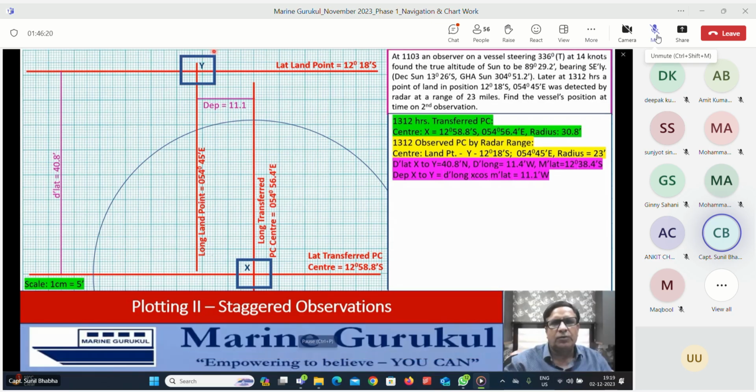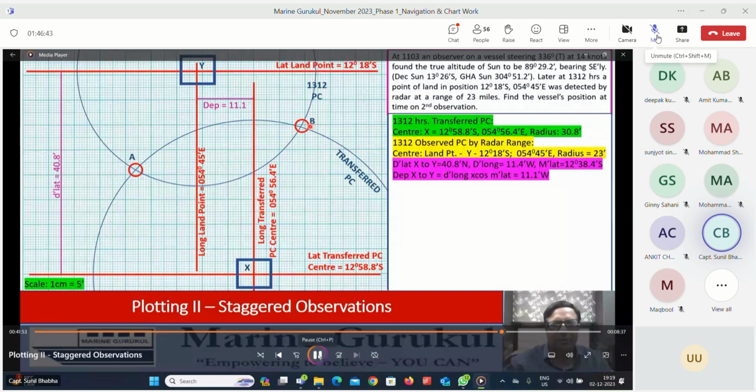Likewise, with y as center and radius of 23 miles using the same scale, we draw the 1312 observed position circle. This is the 1312 position circle and this is the 1312 transferred position circle. These two position circles are intersecting at this point here, which we can call A, and it's also intersecting at this point which we can call B.